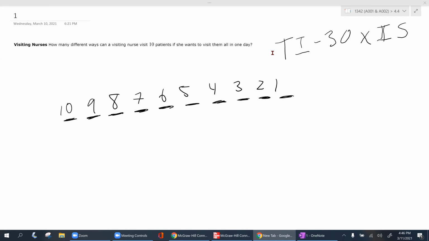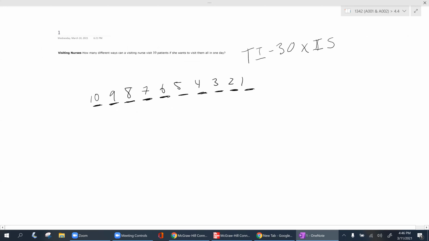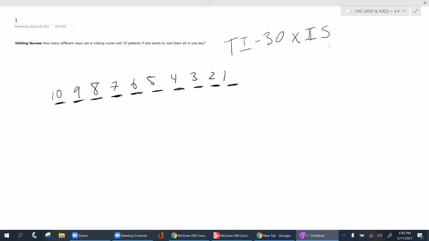Start off with the TI-30X2S. This is a great way we can solve this because this is going to get pretty tedious: 10 times 9 times 8 times 7. And I'll mention something before I go ahead and tackle this problem. This is known as a factorial. A factorial looks like 10 and an exclamation point. It is not a screaming 10, it is 10 with an exclamation point.